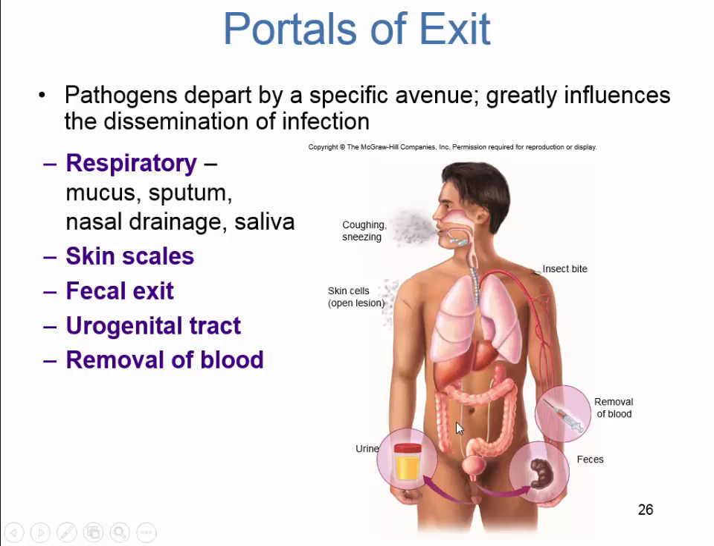Of course, fecal exit, so dissemination of feces and contaminated feces coming in contact with other persons can cause pretty severe infections. Urogenital tract, so contact with infected urine. So these are types of infections that would probably be disseminated with a healthcare practitioner, so nosocomial infections. And then, of course, removal of blood. So coming in contact with blood can be highly infectious and contribute to the dissemination of infections such as HIV from patient to healthcare professional.